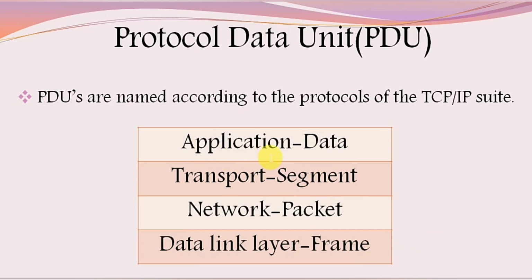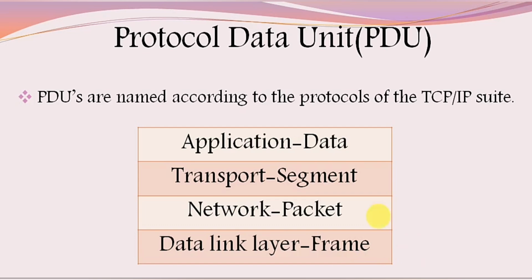So for the application layer the PDU is data, and for the transport layer the PDU is segment, and for the network layer the PDU is packet, and for the data link layer the PDU is frame. Finally, these frames are converted into zeros and ones, nothing but bits in the physical layer. So the physical layer PDU we are calling bits.